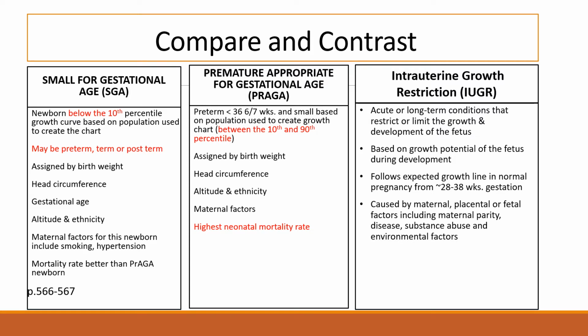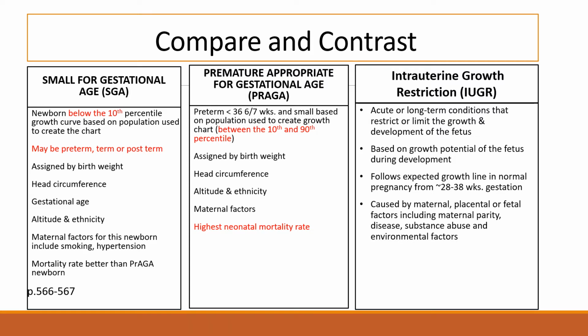Then we have those that are intrauterine growth restricted. These are our IUGR babies. They're acute or long-term conditions that restrict or limit the growth or development of the fetus when they're in utero. This is based on the growth potential of the fetus and during development. It follows an expected growth line in a normal pregnancy from 28 to 38 weeks gestation.